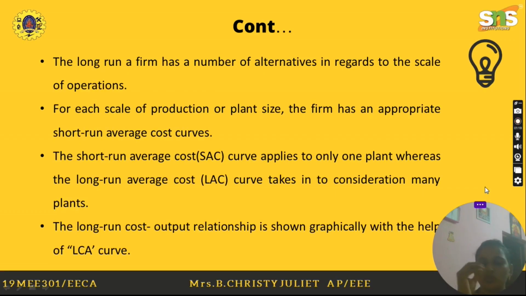If you want to draw a long run cost output relationship, you need to draw it with the help of the long run average cost, which is LAC. For drawing short run cost output relationships we need SAC, whereas for the long run you need LAC. I hope in this video we get a clear idea about the long run cost output relationship.